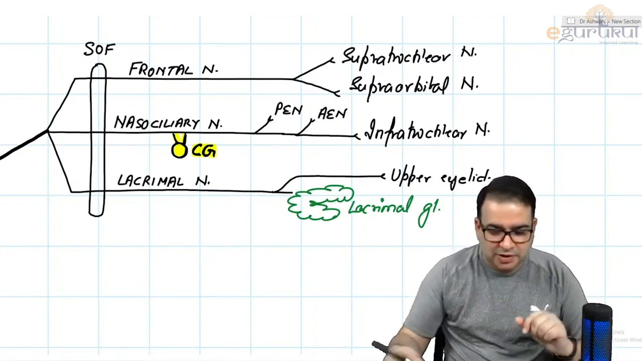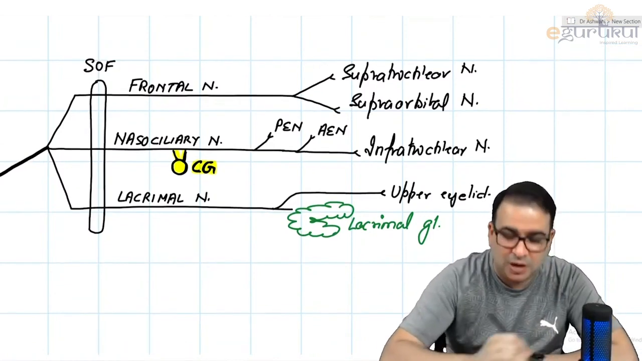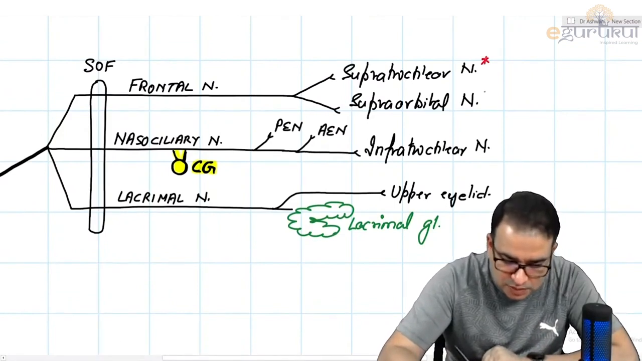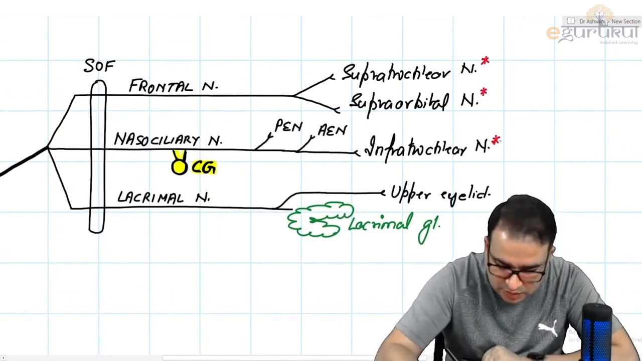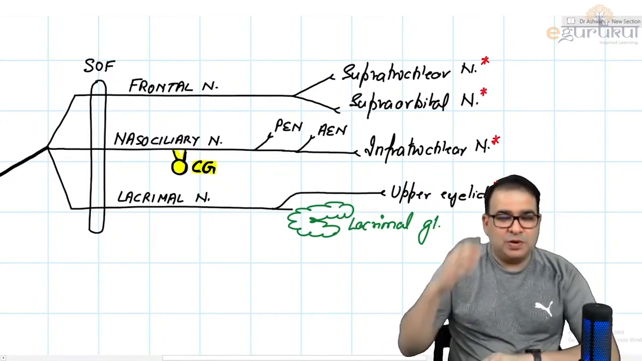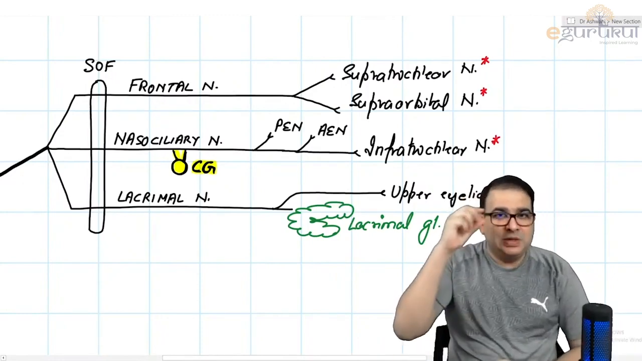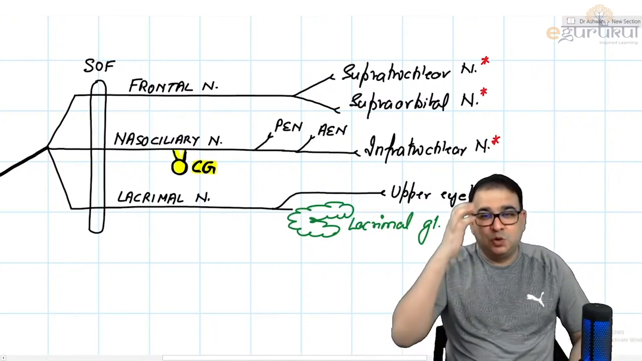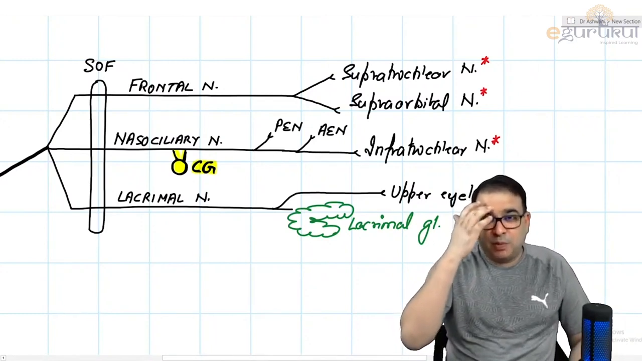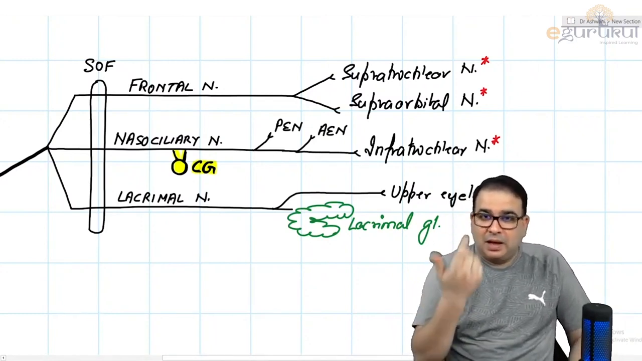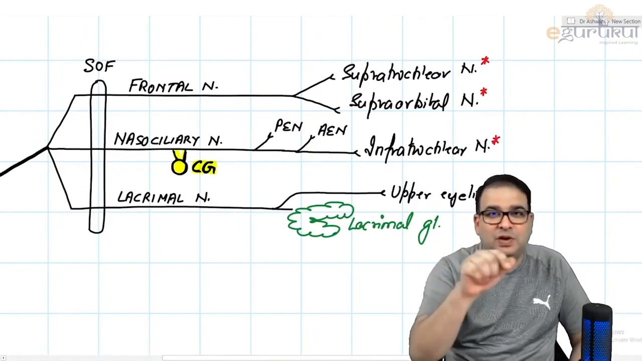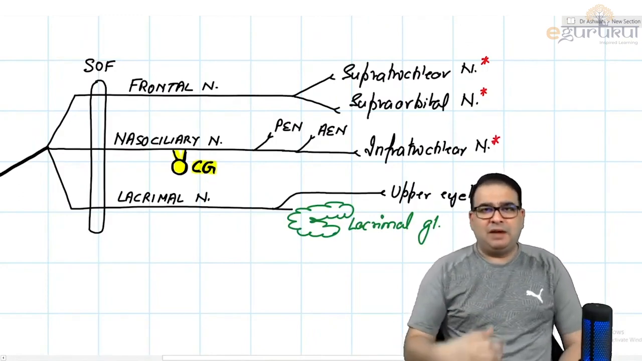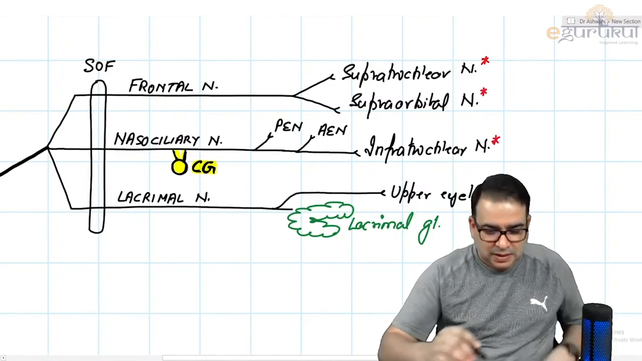But keep an eye on the ones which are coming out. See, this is coming out, this is coming out, this is coming out, this one is also coming out here. So when we talk about the sensory supply of the face, you will see all these small nerves coming out: supratrochlear, supraorbital, infratrochlear, and the branch of the lacrimal nerve. They all will be there and will be supplying the skin of the face.